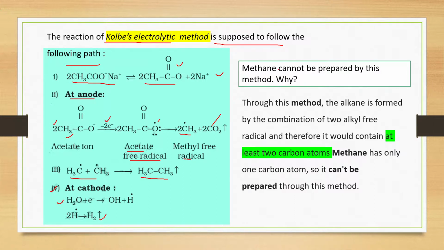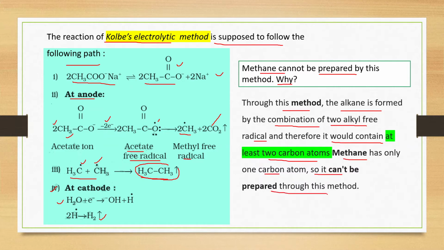Okay. Methane cannot be prepared by this method. Why? Through this method, the alkane is formed by the combination of two alkyl free radicals. Okay. Just see, in this case, this ethane is formed by the combination of these two alkyl, that is two methyl free radicals. Therefore, it would contain at least 2 carbon atoms. यानी कि जो एल्केन बन रहा है उसमें कम से कम भी 2 कार्बन एटम होने चाहिए. But as we know, methane has only 1 carbon atom, so it cannot be prepared through this method.